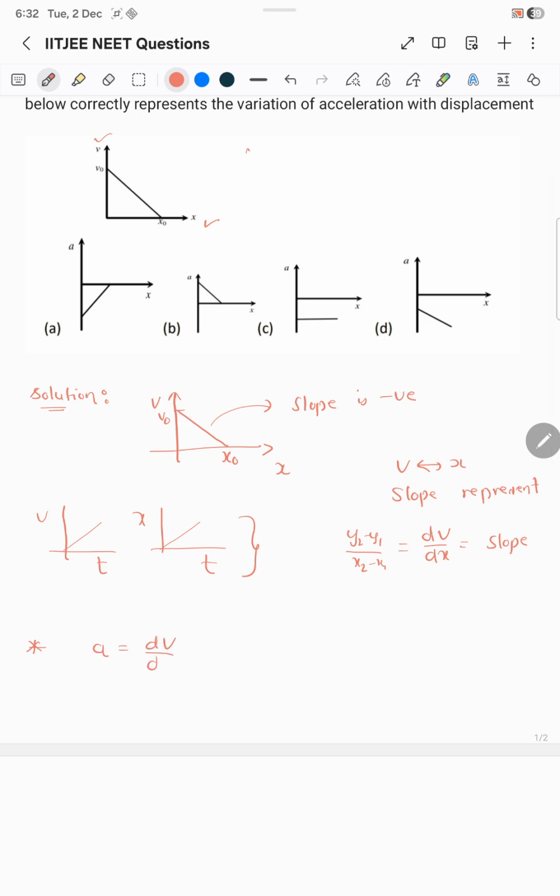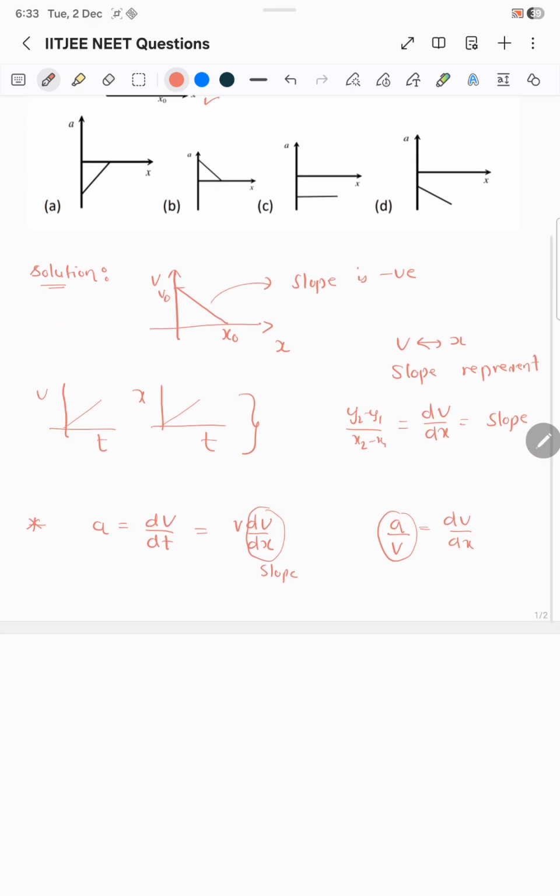Acceleration is dv by dt. But here the graph is between velocity and displacement, so I can use another formula of acceleration, that is v dv by dx. This is the same formula, so I can use it. We know this dv by dx is the slope, so the slope is equal to dv by dx equal to a by v. So it represents acceleration by velocity.